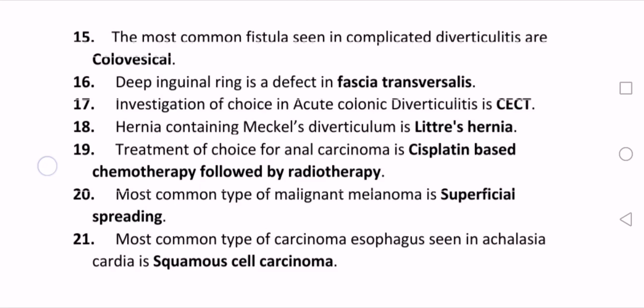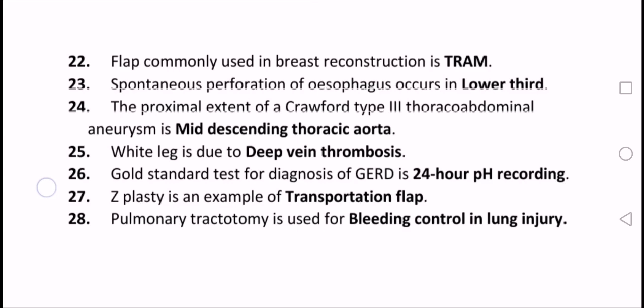Most common type of malignant melanoma is superficial spreading. Most common type of carcinoma esophagus seen in achalasia cardia is squamous cell carcinoma. Flap commonly used in breast reconstruction is TRAM. Spontaneous perforation of esophagus occurs in the lower third.